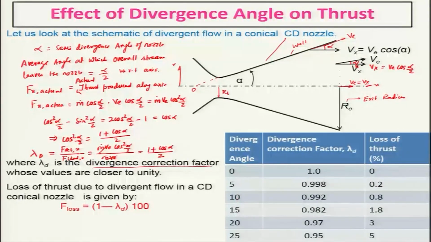And if the angle goes on increasing, you see that the divergence correction factor is increasing, and so are the losses. You can see that going from 5 degree to 20 degree, it is something like 3 divided by 0.2, which is basically 15 times. You can see that the losses have increased. And of course, when you go for 25 degree, the losses are very high, that is 5% losses.